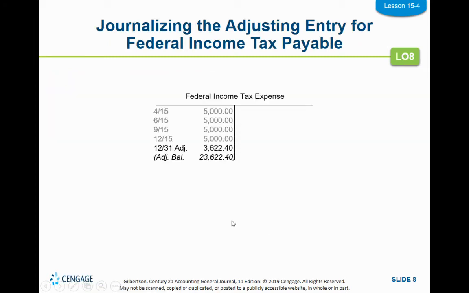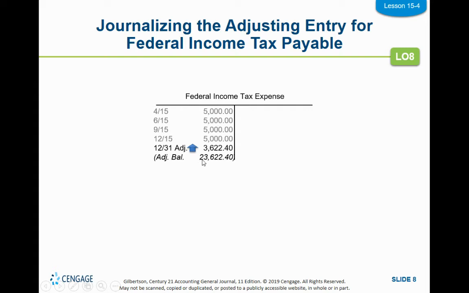So when we look at that, what most companies do is they pay in an estimate of their federal income tax every quarter. So for this company, every 2 months, they paid $5,000. So by December 15th, they had paid in $20,000 in federal income tax to the government. They send those in quarterly payments.